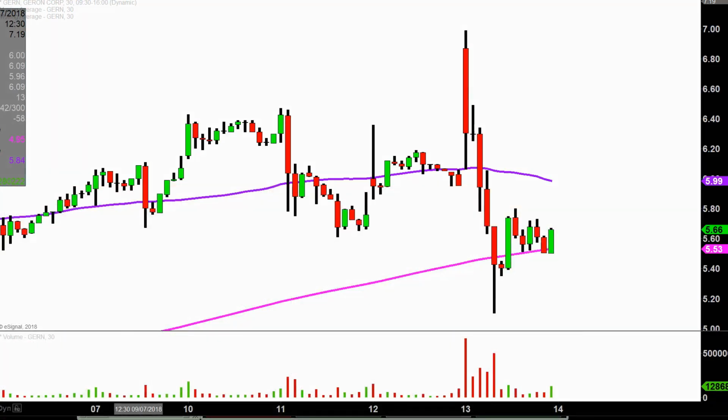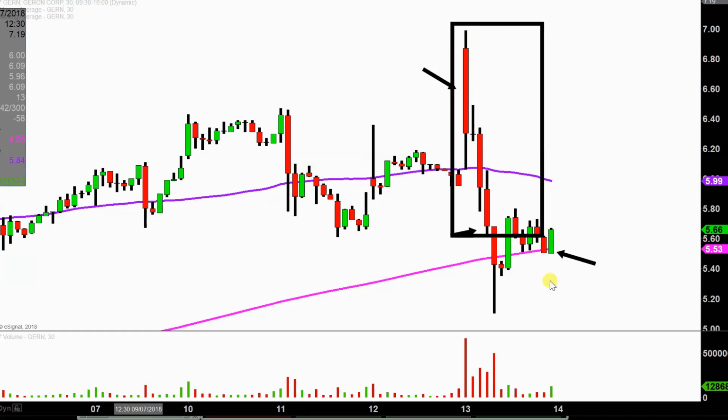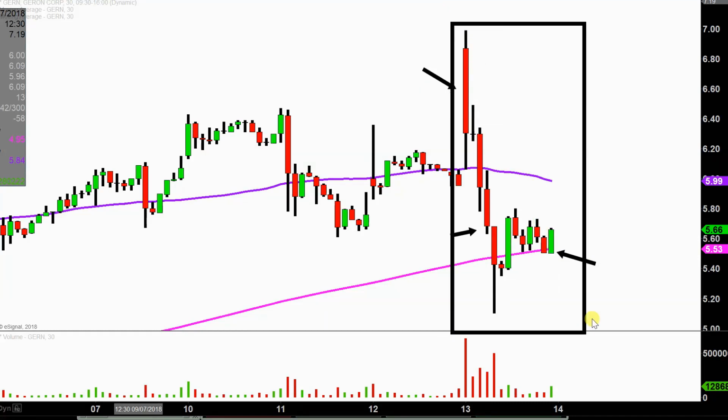Real quick, what do I mean by 30-minute in case you may be new to charts? Instead of each one of these candlesticks here representing one day's worth of price action, which is what you would normally see, each one represents 30 minutes. So all this here may look like several days' worth of time. It's actually today's price action broken down into 30-minute time slices.